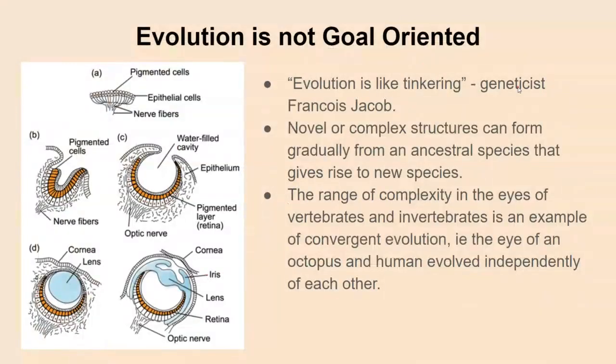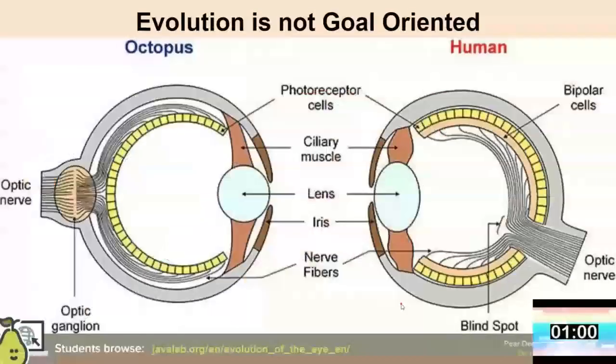Another really great example of evolution not being goal-oriented is the octopus eye. So evolution is like tinkering. Mammals have developed an eye with a lens, and octopi have also developed an eye with a lens. But here's the thing. The octopus eye has all of the nerves and the blood vessels located behind the retina, which is the reflective photoreceptor part of the eye. This is great. It's kind of like putting the screen in front of the computer. The animal is very easily able to see, whereas in humans and all mammals, the blood vessels and nerves actually travel in front of the photoreceptor cells.